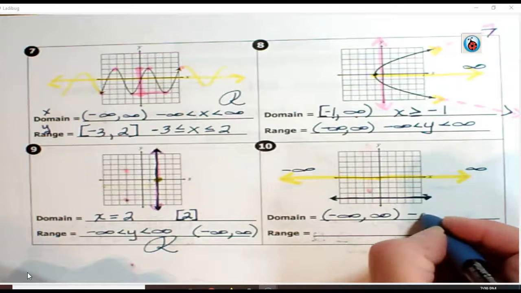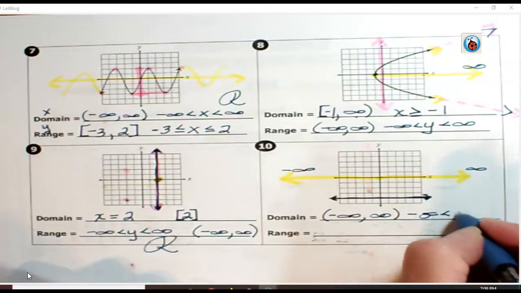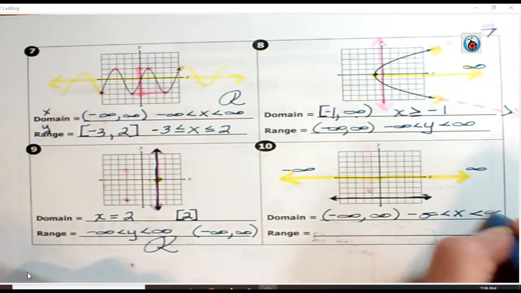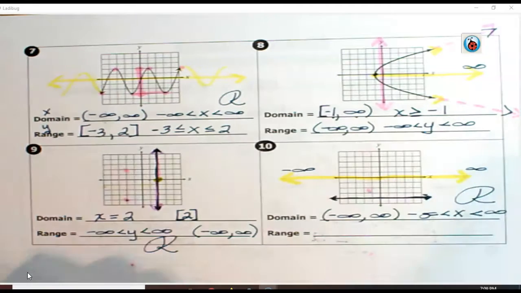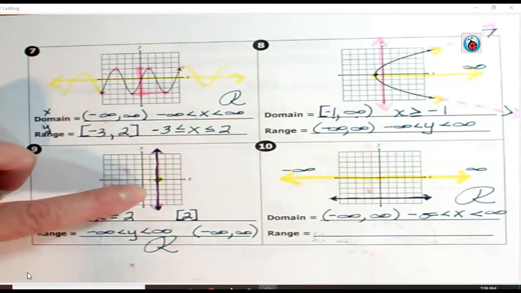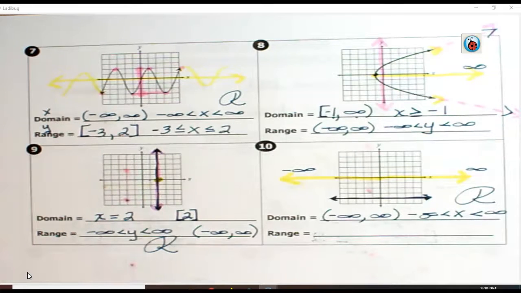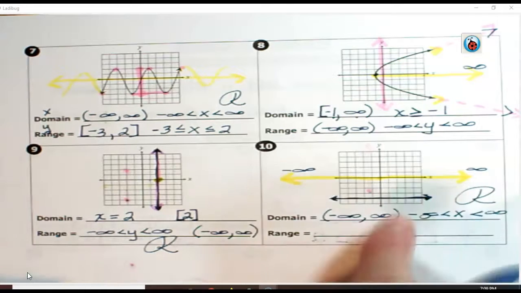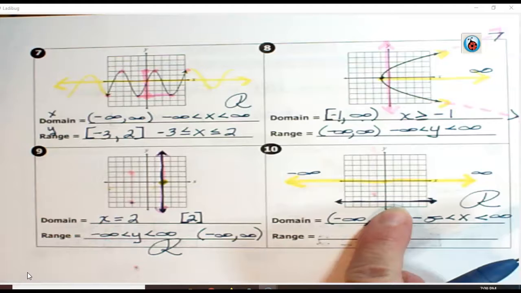Hopefully you guys know how to do this already. Don't forget your X. It's all real numbers. So lines with arrows usually have all real numbers, but you have to be careful because sometimes they trick you like this. This is the only one that does not have the domain as all real numbers. All of the other lines have the domain as all real numbers. Now this one here is the only one that doesn't have the range as all real numbers.